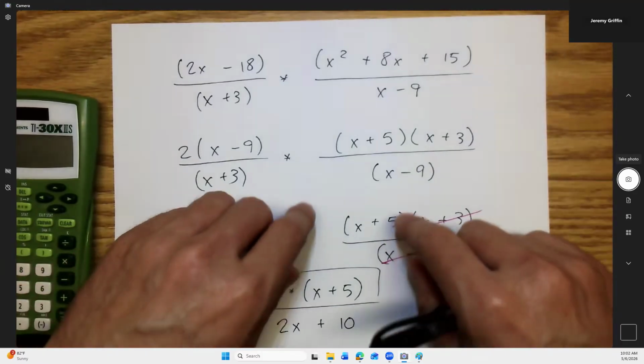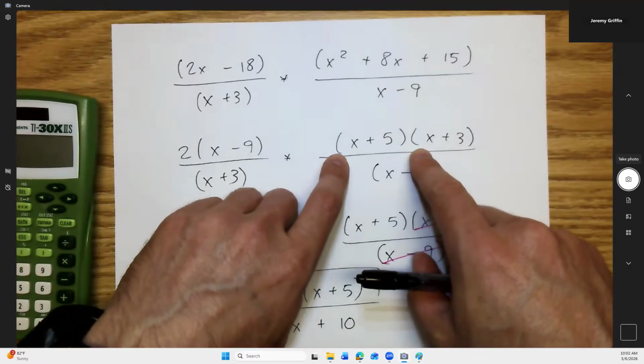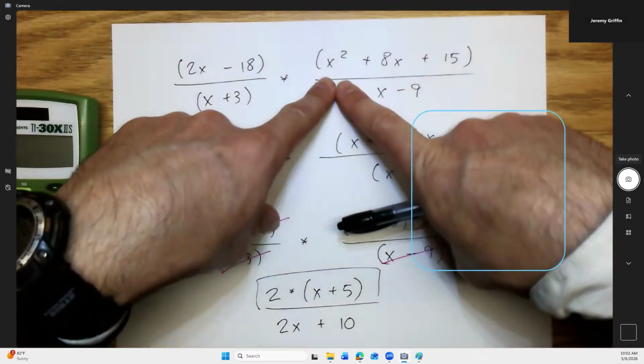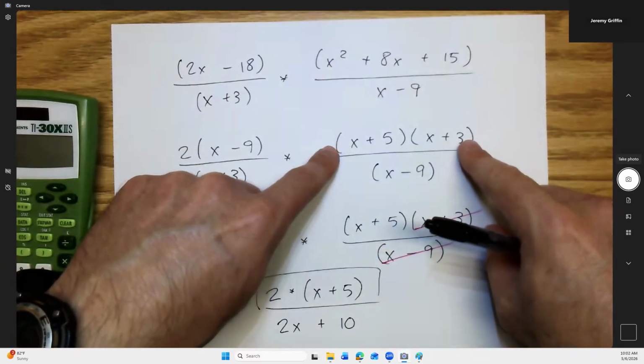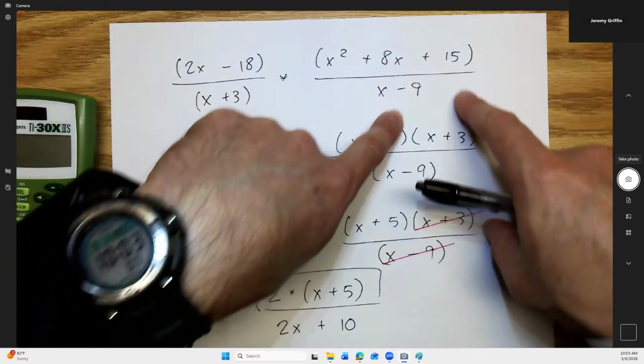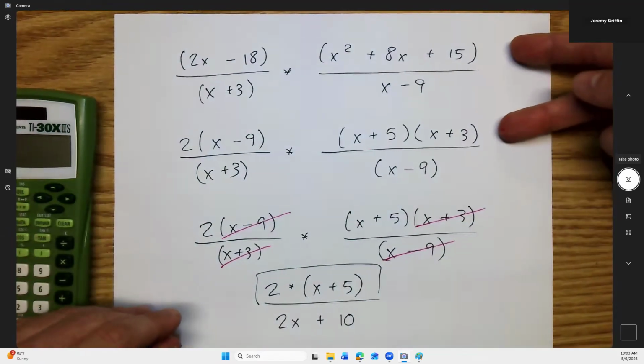And so once you factor so many of these, it kind of goes back to algebra 1. I can check my work by FOILing backwards. So x times x is x squared. Outside, inside: 3x and 5x is 8x. And then last, 5 times 3 is 15. So yes, that definitely factors like that.